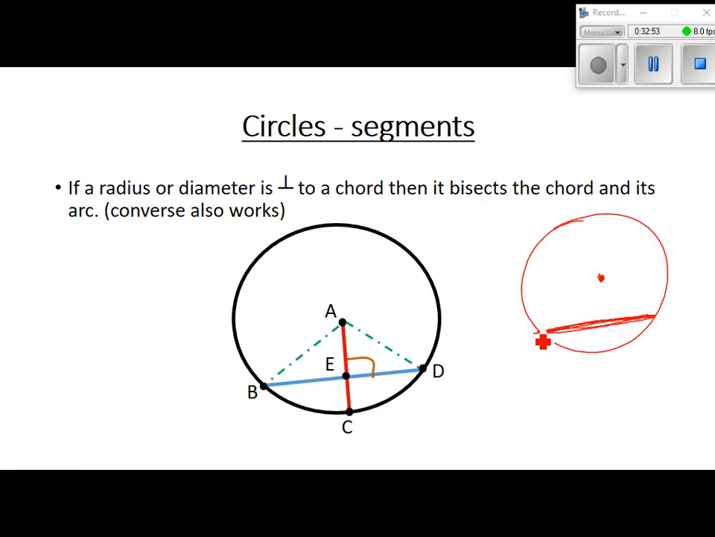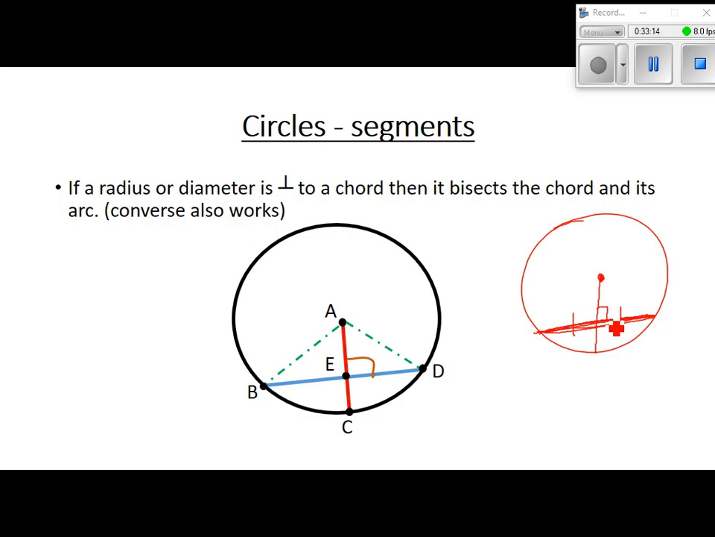If I have a chord in a circle and I draw a radius that goes through that chord, two different things could happen. If that radius bisects the chord, so if it splits it in half, it also has to form a right angle with it. No matter what, if it splits that chord in half, then it forms a right angle.